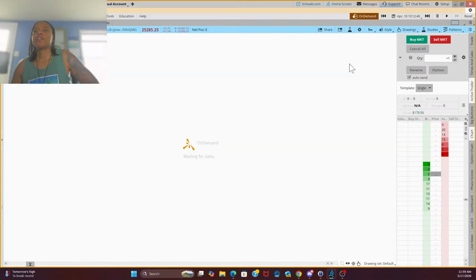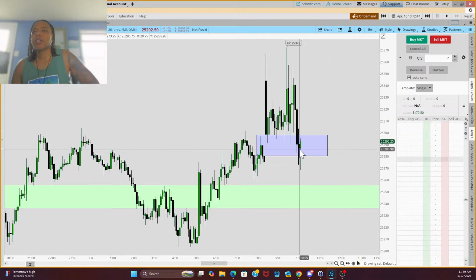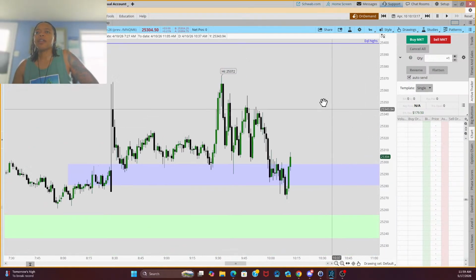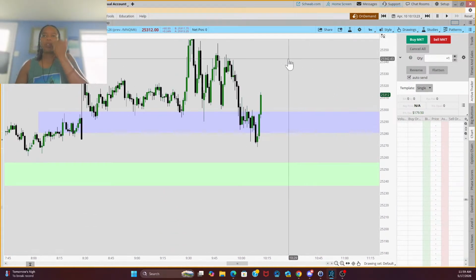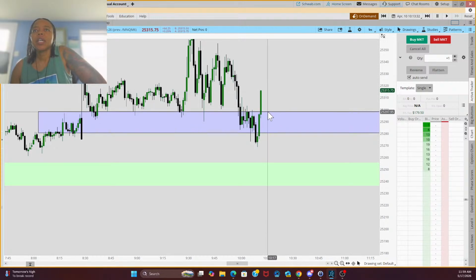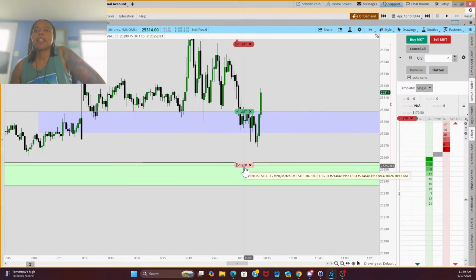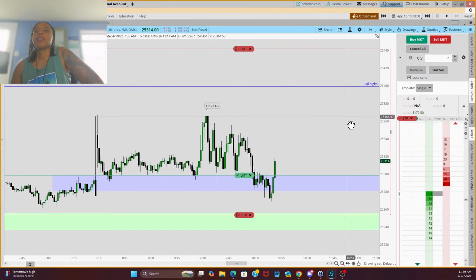All right, let's go back to the 5-minute. All right, so we swept that. We can close aggressive. We're kind of hanging out in the midpoint. That's not bad. Now we're looking greasy and juicy and stuff. All right, let's do a 1 micro buy right here. And we'll leave the stop there.